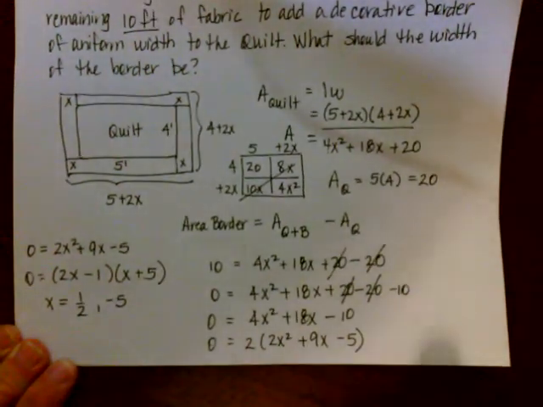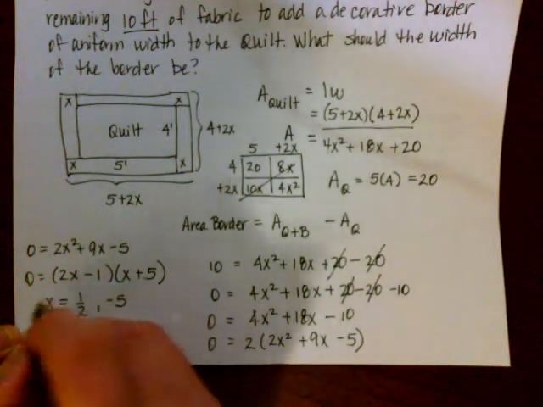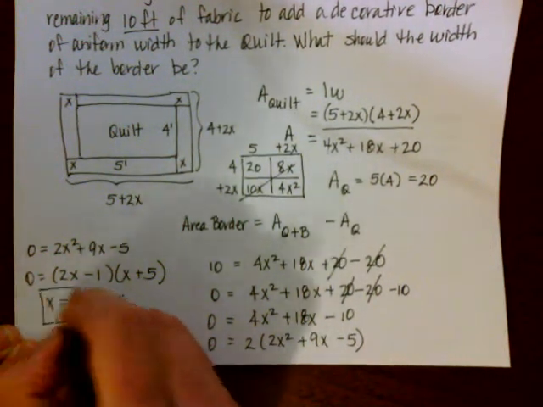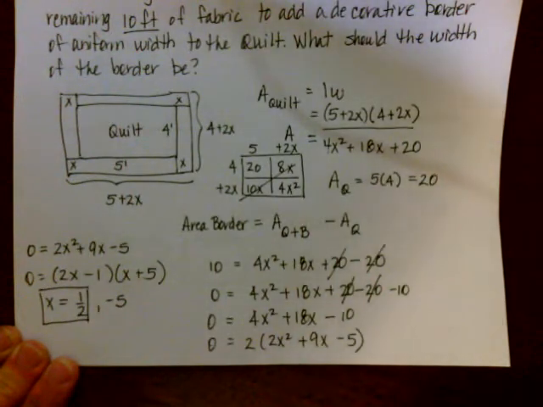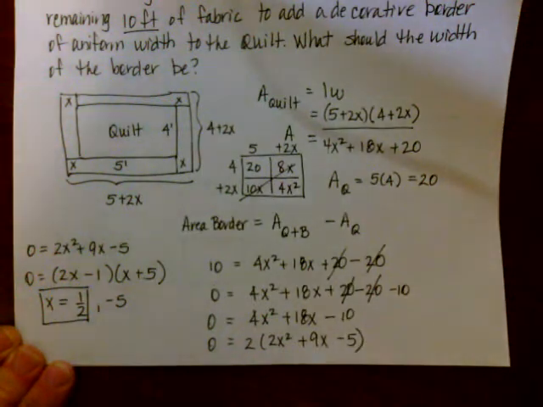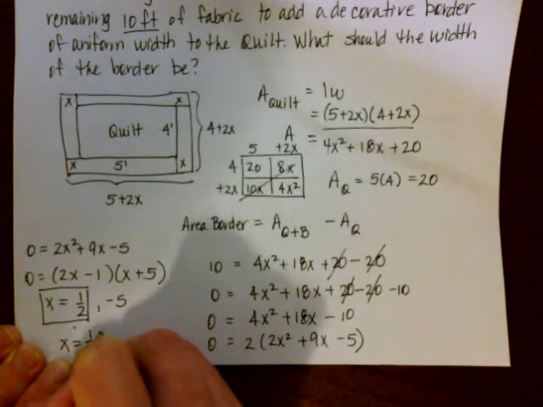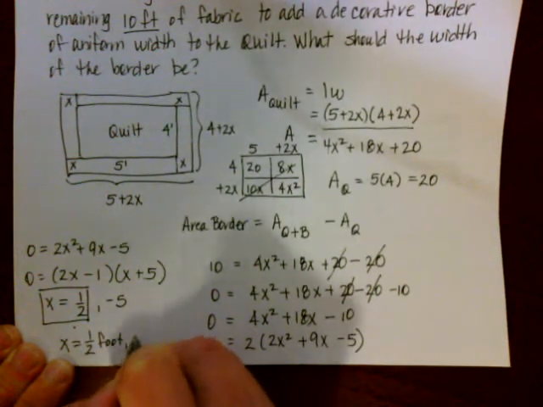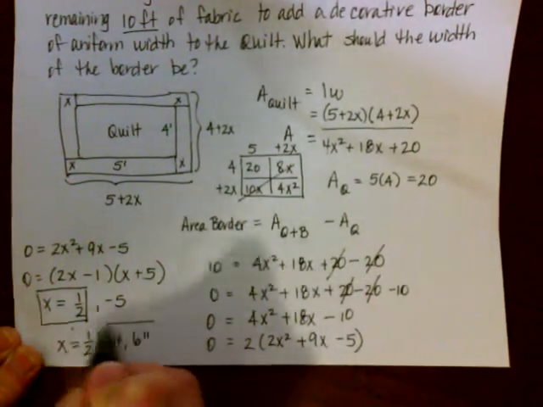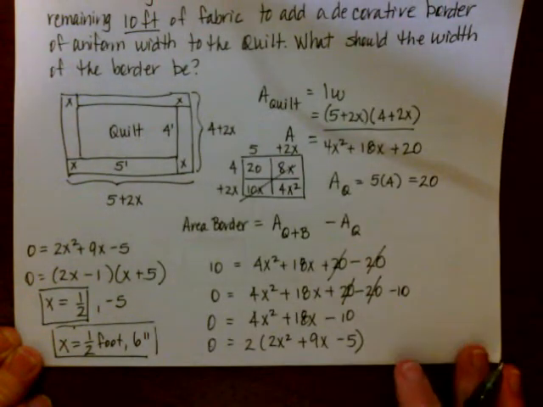But one of those answers doesn't make sense. The negative 5 doesn't make sense because I can't have a length of material be negative, so the appropriate answer is a half. So that's going to be the width of my border. And because we need to include our units, x is equal to 1/2 of a foot, which is the same thing as 6 inches. So that's going to be the width of my border.